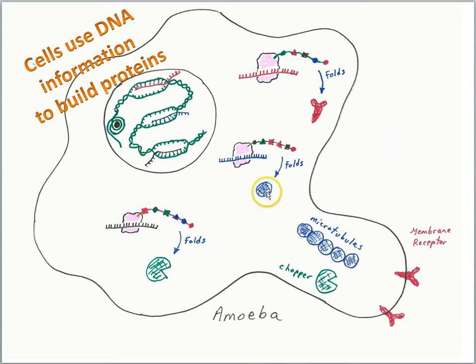Since the microtubule is a different protein, the messenger RNA triplets are going to be different, and therefore the sequence of amino acids will be different. And again, the chopper protein will have a different messenger RNA sequence, so the amino acid sequence will be different. And because the amino acid sequences are different, the proteins fold up into different shapes. Because they fold up into different shapes, they perform different functions.